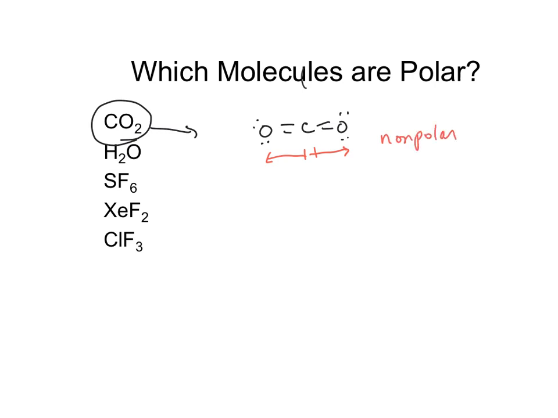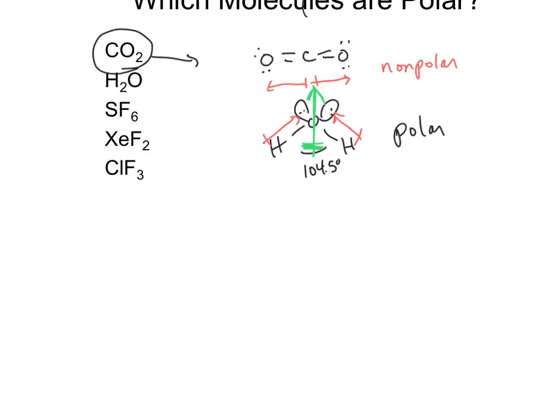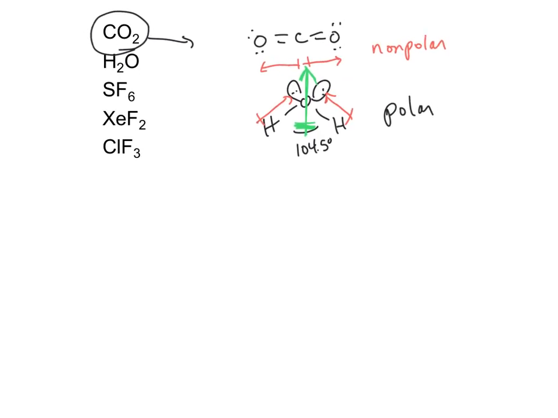All right, water, we looked at that one as well. So you've got this bond angle here, which, if you remember, is 104.5 degrees. And this is the one that has the dipoles pointing that way and that way, which gives it an overall dipole moment pointing up. And so this molecule is going to be polar. The next one is SF6.